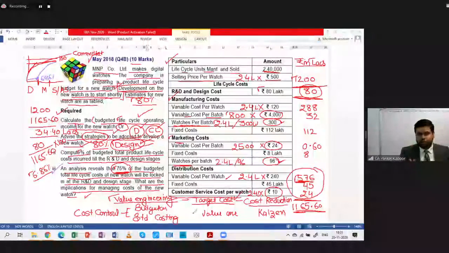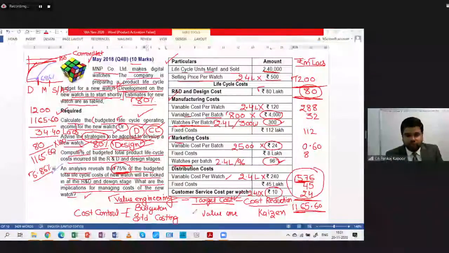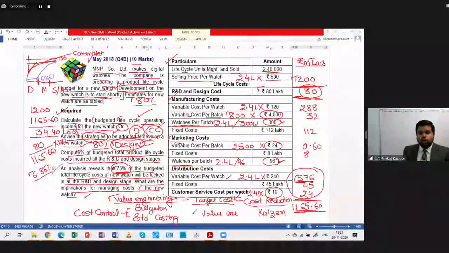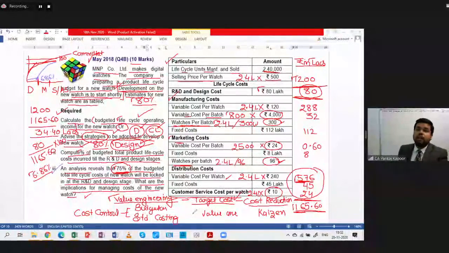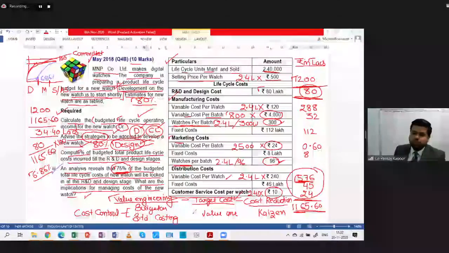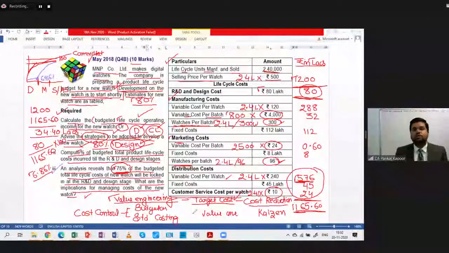Firstly, we'll take up cost control. Friends, cost control should not be applied when the product is in the R&D stage. It should only be applied in the manufacturing stage. Why? Because cost control tries to control the cost by impacting executive actions. We must give the budget to the executive or manager that you must produce within this budget. We give the standard cost, otherwise we'll consider the adverse variance and charge a penalty.